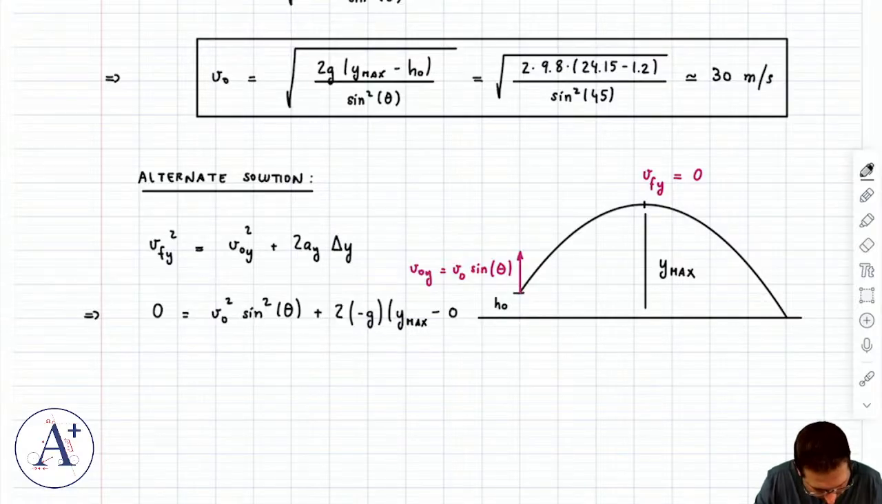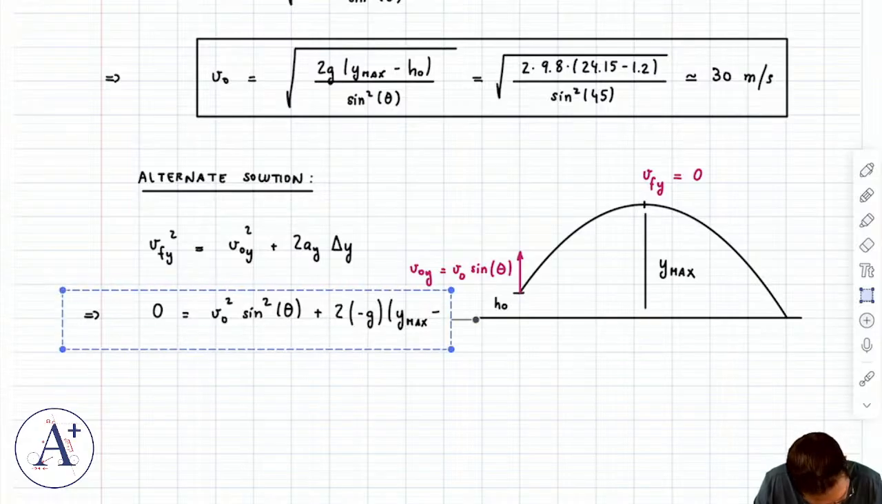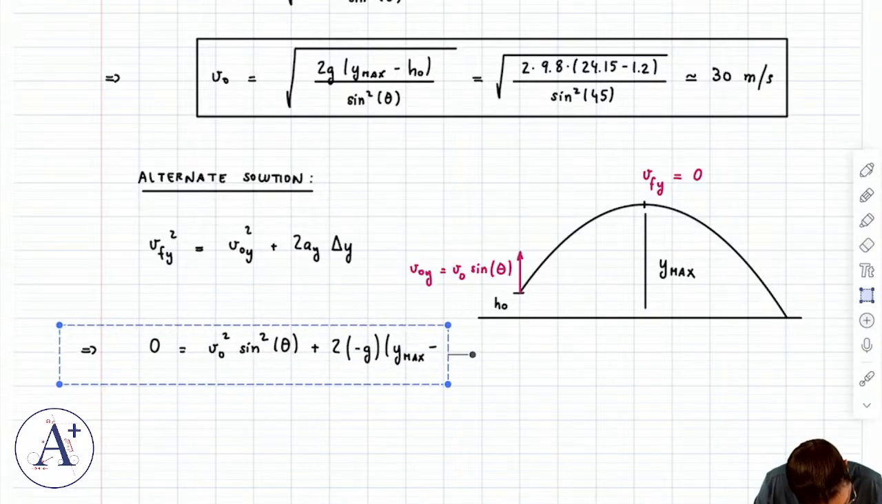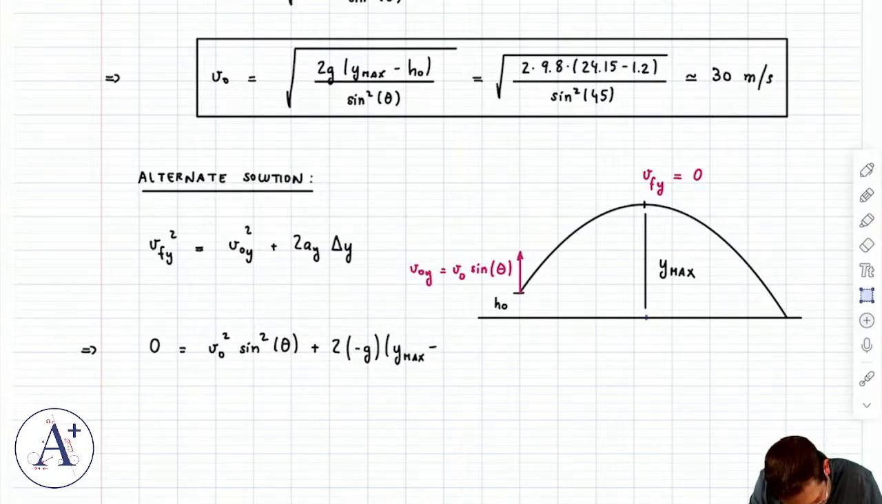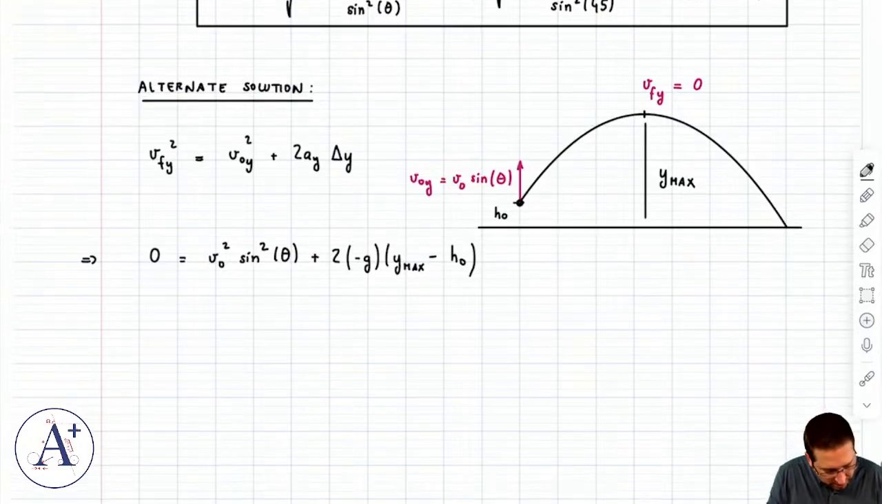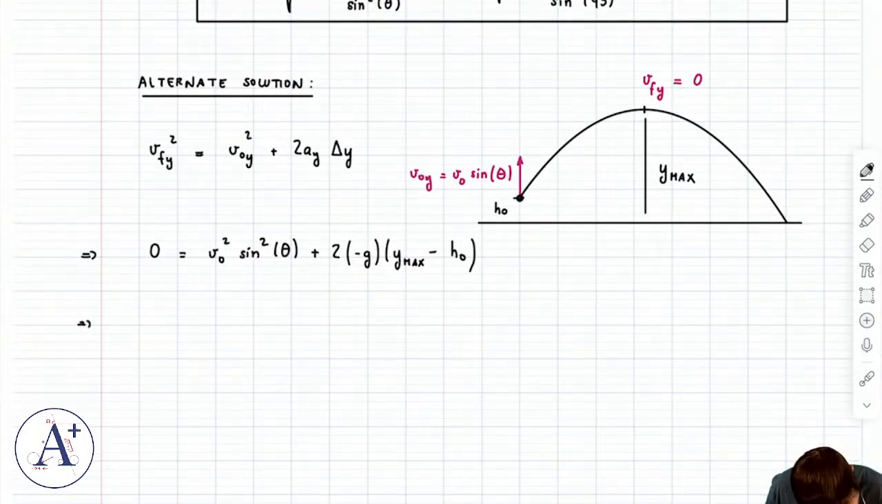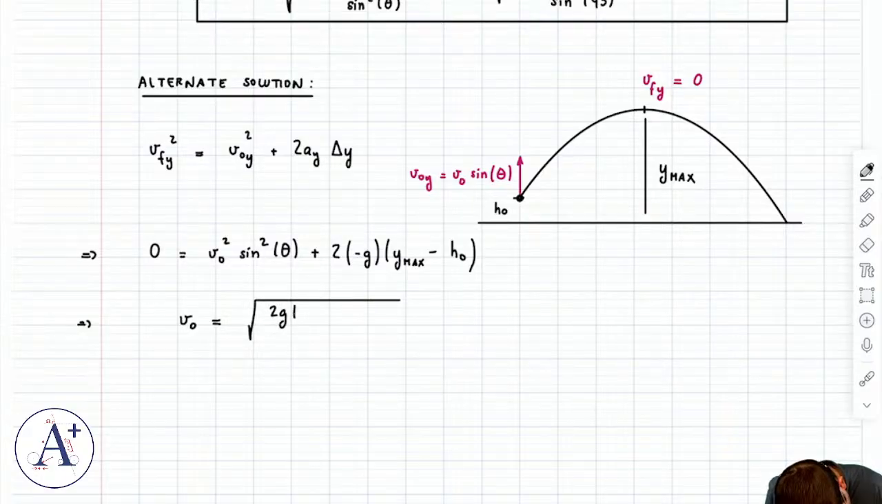minus, now be careful, not minus 0, right? Because if you say that your change in height is y max minus 0, you mean relative to the ground. And that's not true. You started off at a height h naught, so your initial height was h naught. Well, you flip this around and you're going to find that v0 is equal to the square root of 2g (y max minus h naught) divided by sine squared of theta.